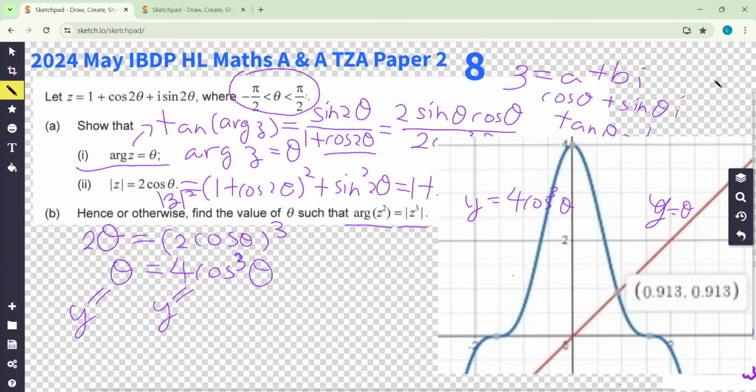No matter how, the calculator can help, you can ask it to give you the point, this point, okay, point of intersection, and this is 0.913, and then after plotting them, you are sure that theta equals 0.913. Everyone knows that no degree sign means radian, so no need to write the unit there. You got it? Well done.